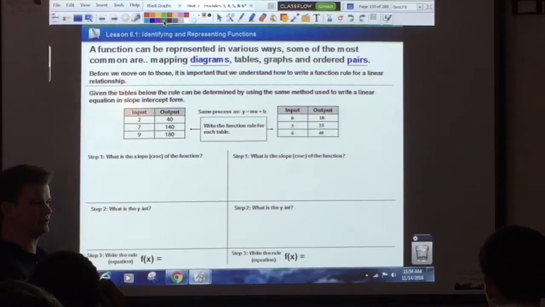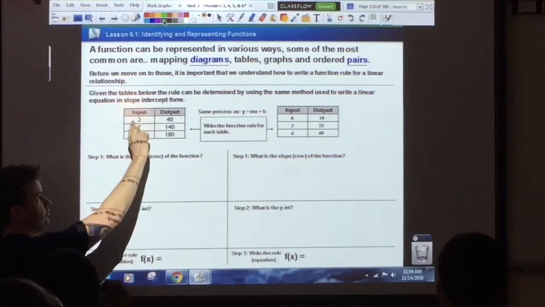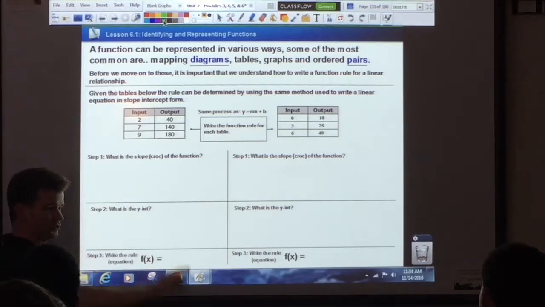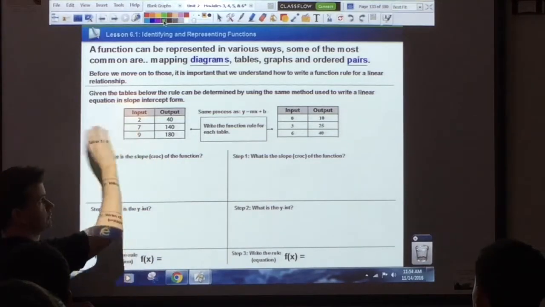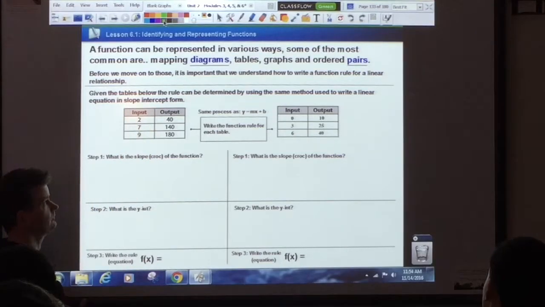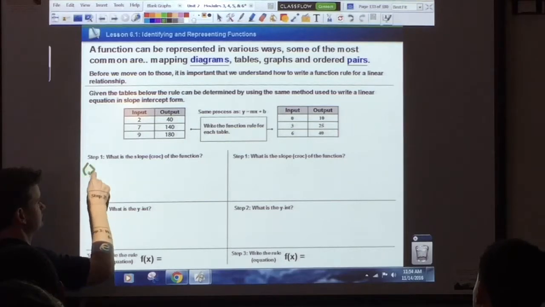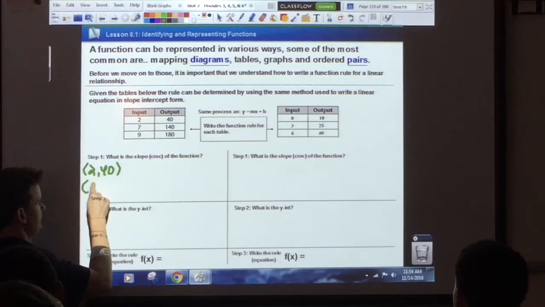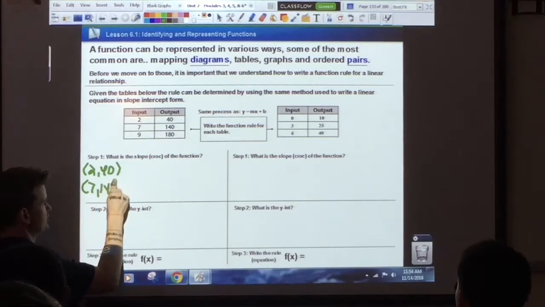So everything else here, we know how to do. We want to write a function for this. We have coordinate pairs: 2, 40; 7, 140; 9, 180. We need to find the slope. So let's go to Julio. I want to find the slope of this function table. We've done this many times. X, Y, X, Y, X, Y. Pick 2 coordinate pairs. 2 and 40, and 7 and 140. Then this would go into your slope formula.